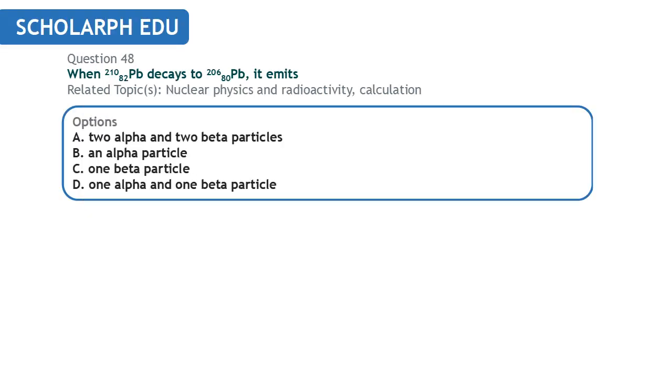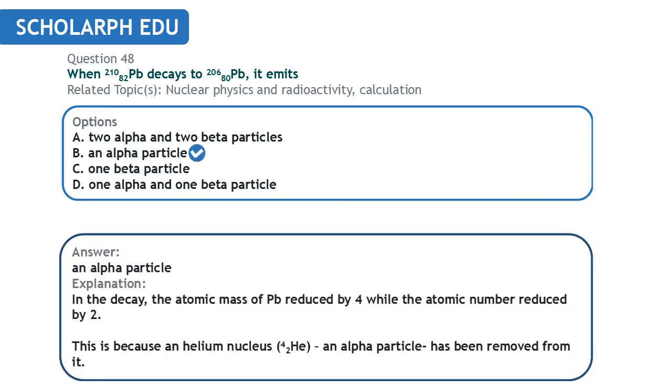Okay, nuclear physics. When lead with atomic number 82 and atomic mass 210 decays to another isotope with an atomic number of 80 and an atomic mass of 206, it emits. Now there can be changes in the atomic number and the atomic mass of an atom that is undergoing a nuclear reaction depending on what it emits.